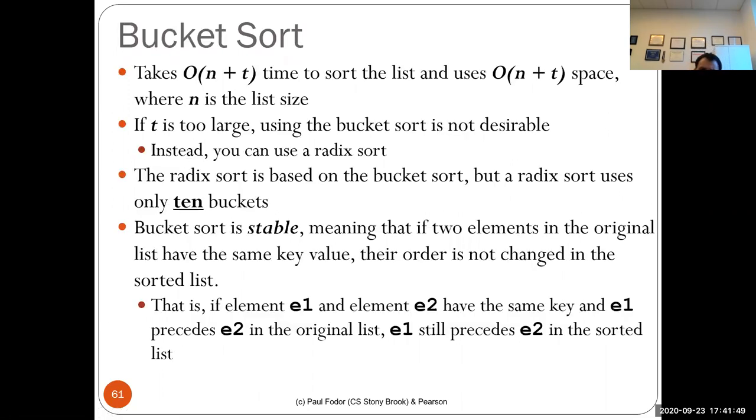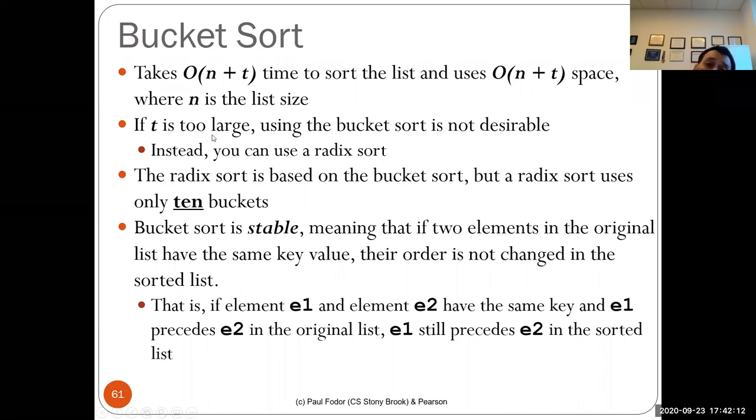Bucket sort is not enough for sorting integers. So basically what we did in bucket sort, we took the time of O of N plus T. Basically we took N elements, we distributed them to T buckets, and then we collected the elements back from the buckets into the original list.